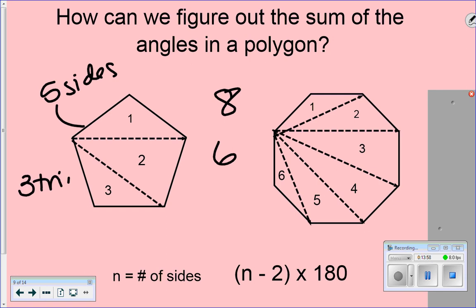And then what did we do? We took our triangles and multiplied by 180, right? That's the equation right here. N is the number of sides. So they're going to give you a polygon, and they're going to ask you to find the total sum of the angles. Now, do you have to draw and put the triangles in it? No, because you have the equation. You're going to take the number of sides minus 2, and you're going to multiply by 180, and you don't even have to make the triangles. But I wanted to show you why the equation worked before I showed it to you.